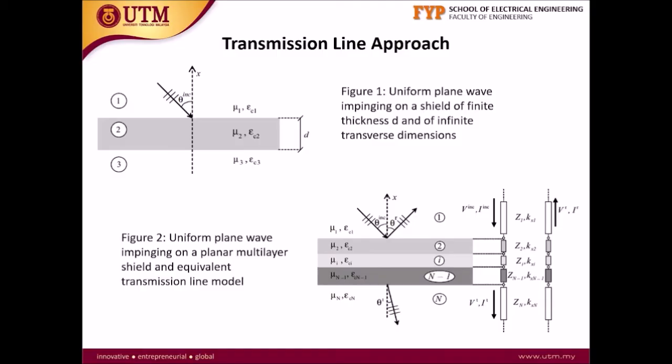Next, using the intrinsic impedance of each material, the absorption loss, reflection loss, and multiple reflection loss for single and multi-layer were determined via transmission line approach. Figure 1 shows a uniform plane wave impinging on a shield of finite thickness d and of infinite transverse dimension, while Figure 2 shows a uniform plane wave impinging on a planar multi-layer shield and the equivalent transmission line model.